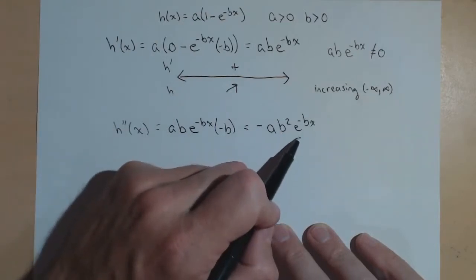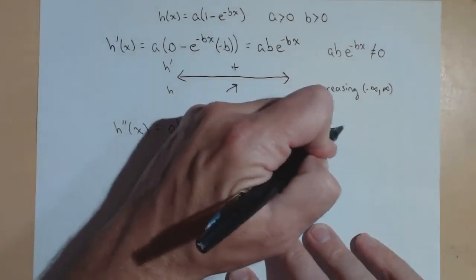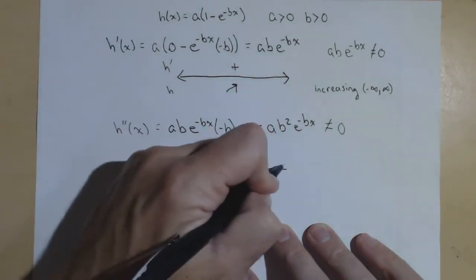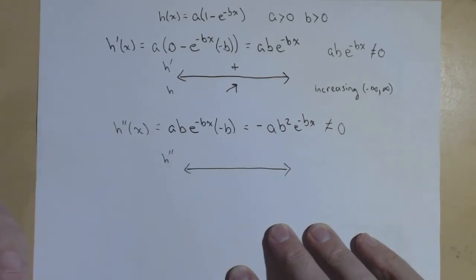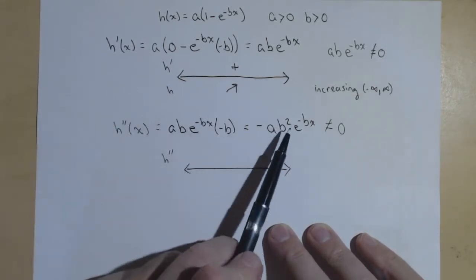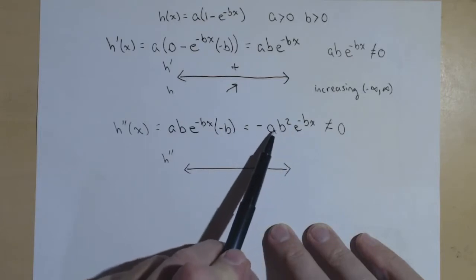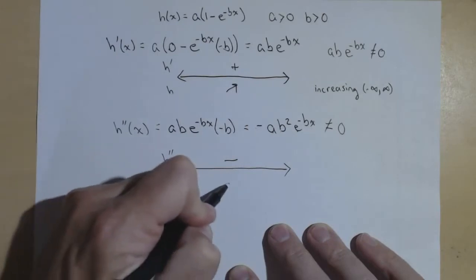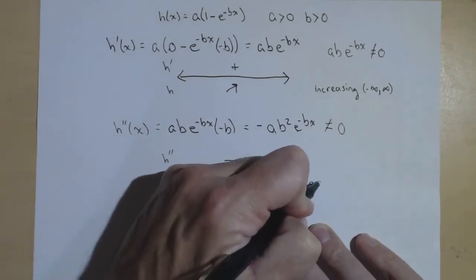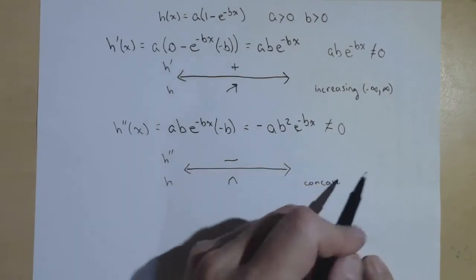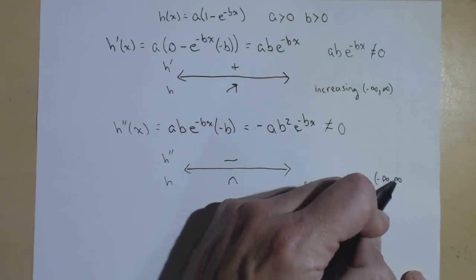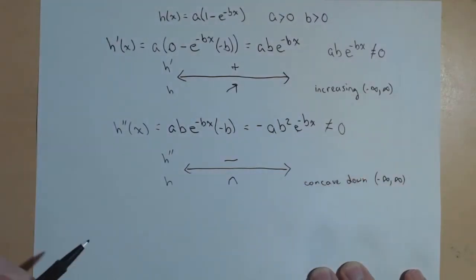Once again, this is never going to be equal to 0. For no values of x will this thing be equal to 0. So when I make my chart for the second derivative, again, I'm not going to put any critical values on it. The biggest difference now, though, is this is positive, and this is positive, so the whole thing is negative, which means h is concave down everywhere. So concave down on the interval negative infinity to infinity. So our graph is always increasing, and it's always concave down.